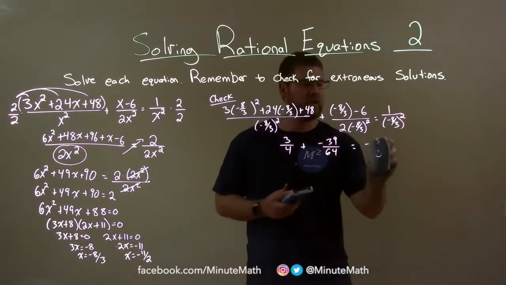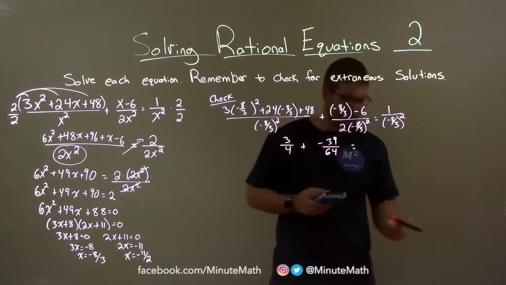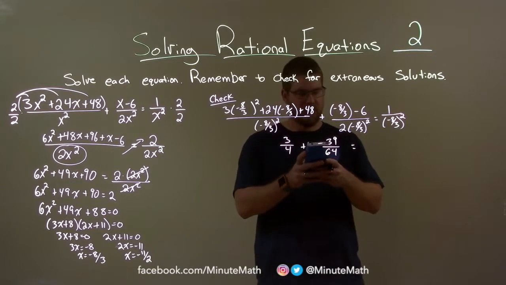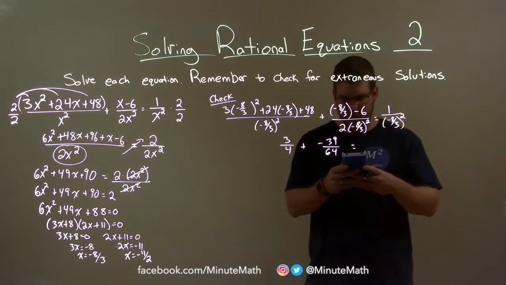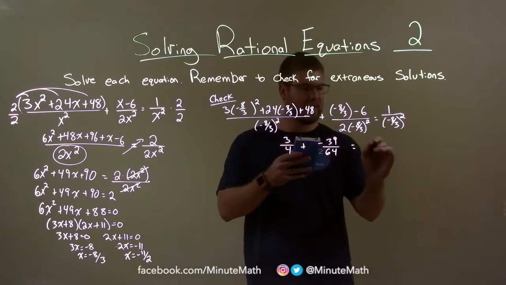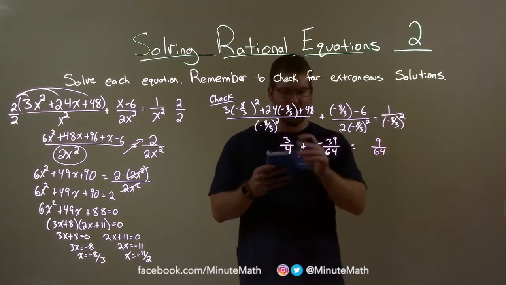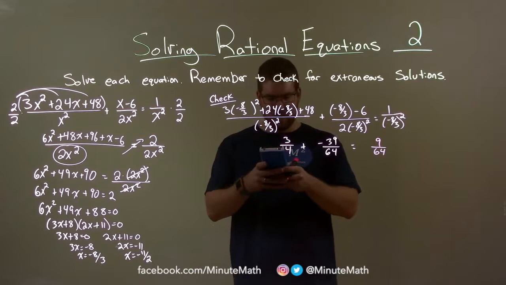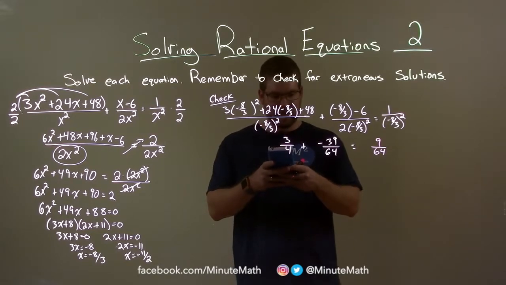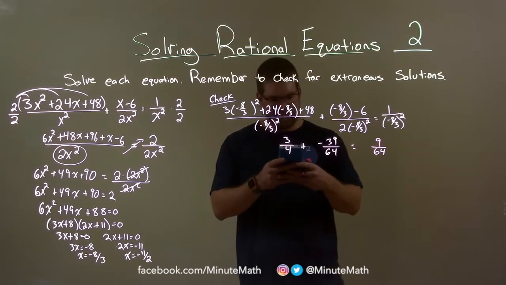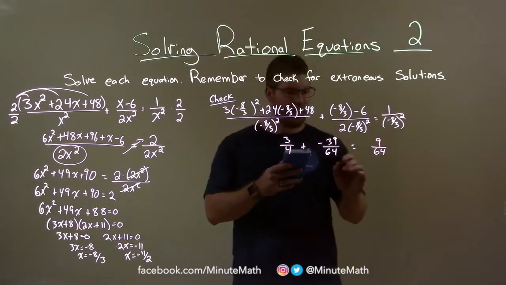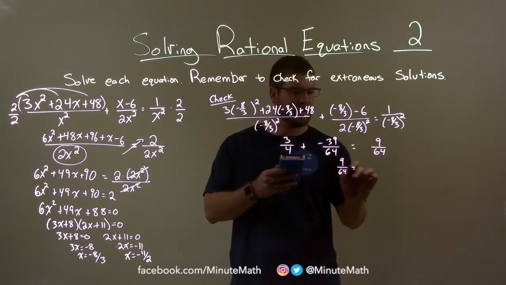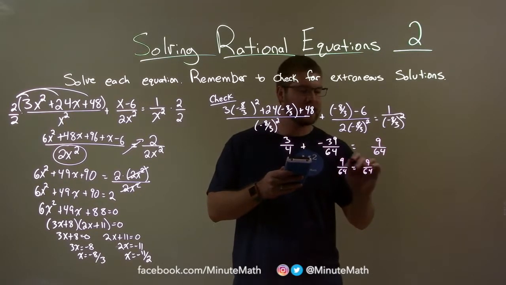Okay, so let's double check that. Erase this. So we have 1 divided by negative 8/3, and make sure we square the denominator. Aha, this fraction here is 9/64. So let's add these two together now: 3/4 plus negative 39 over 64. And here we got it. As a fraction, we have 9 over 64. So the left and right hand sides are equal.